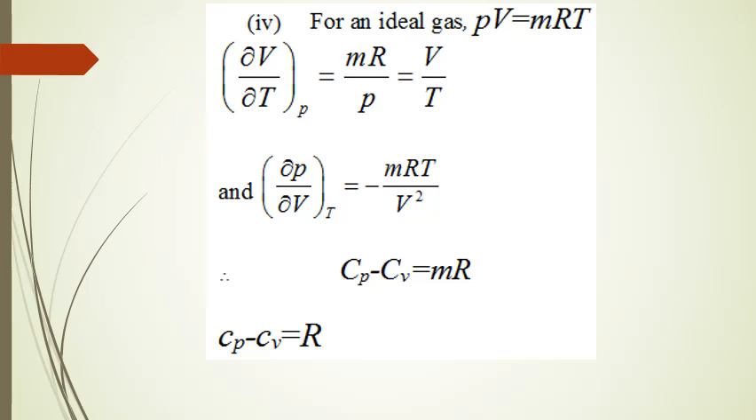But now its derivation is in front of us. We have now derived, and we can say that Cp minus Cv is equal to R. That has been mathematically proved.